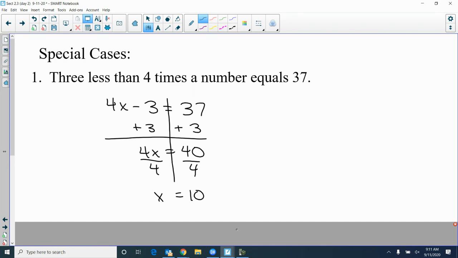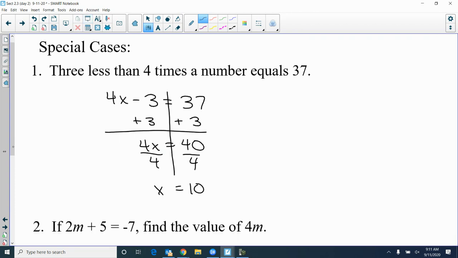But if you do 3 minus 4x, it's going to be incorrect. It's 4x minus 3, so 3 less than 4 times the number. Well, 4 times 10 is 40, and 3 less than that is 37. That makes sense. So you have to be able to take a word sentence and make it into an equation.